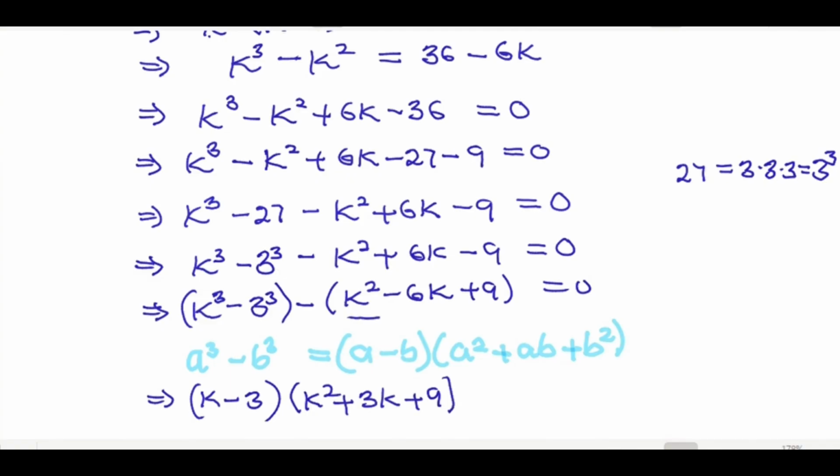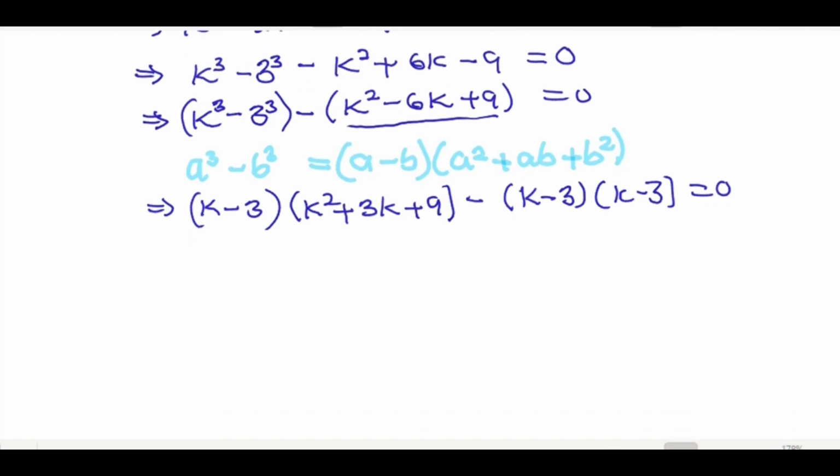And then when you come to this part of the equation, we can factorize this one too. We are going to look for two numbers whose sum is minus 6 and whose product is 9, which is minus 3 and minus 3. So this one is a perfect square. It can be expressed as minus, brackets open, k minus 3, and here k minus 3, and that equals 0.